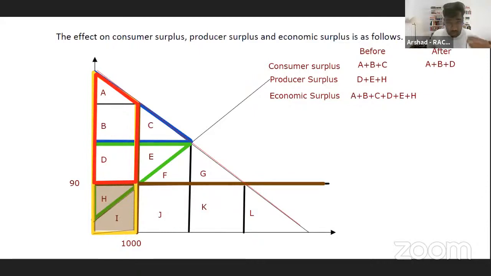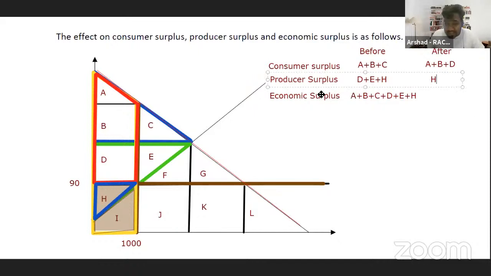For those who are not getting the logic behind it, leave it, guys. Just remember, for the calculation, you don't need the logic. I don't have the time to go into the logic behind everything. If you have any recordings of your teachers, go and watch unit number 2, the place where the teacher teaches you consumer surplus and producer surplus. It should be more than clear. So producer surplus after is H.